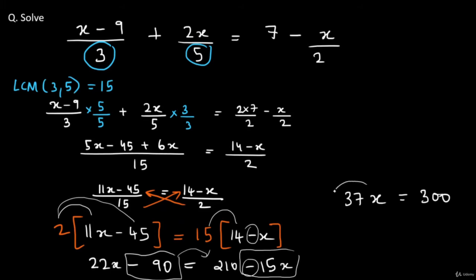Now let's take this 37 to the right hand side. So over here it is multiplication, so on the right hand side it will become division. So x is equal to 300 by 37, which is the solution to this equation.